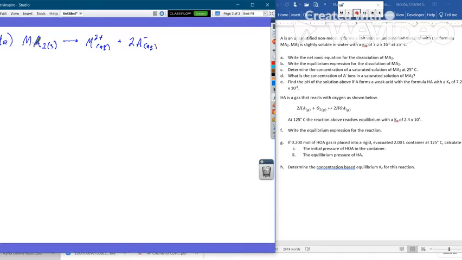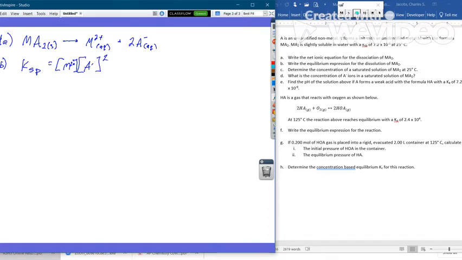So letter B, write the equilibrium expression for the dissolution of this MA2 stuff. So if we're talking about solubility, then our K value should be a Ksp, or solubility product. You'll notice when this dissociates, we get 1 ion of M, so it, in effect, has a coefficient of 1. And we get 2 A ions, so coefficient of 2, that one is going to get squared. And there is your equilibrium expression.